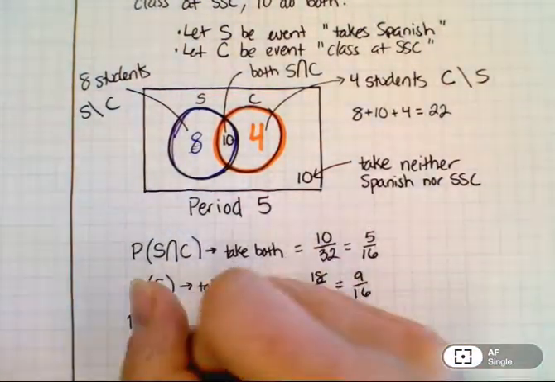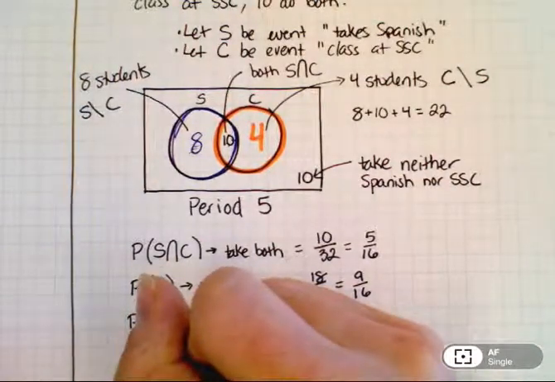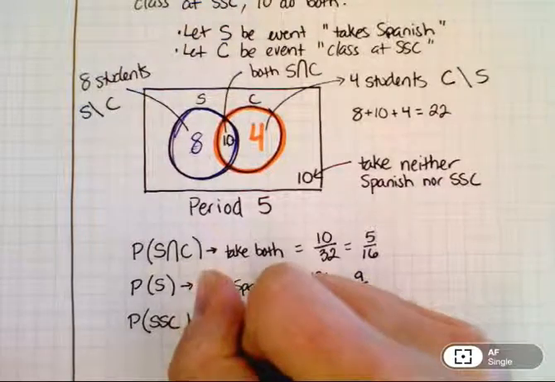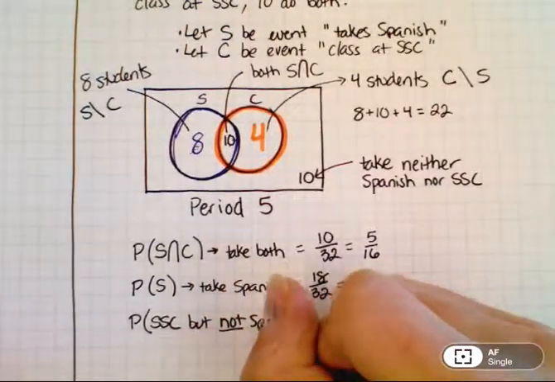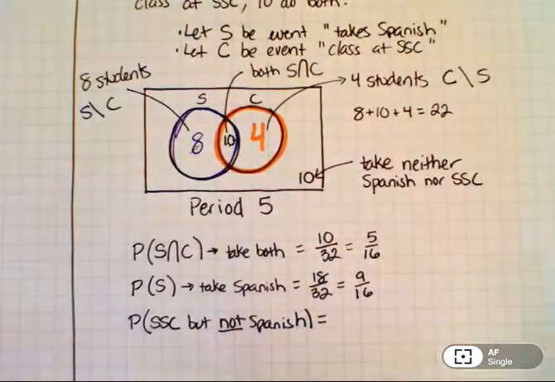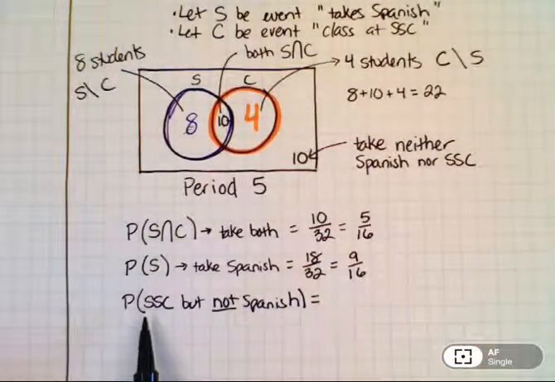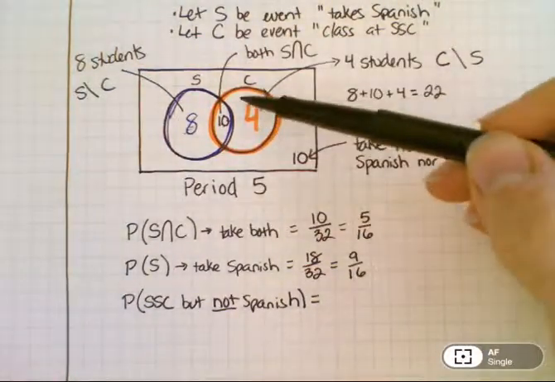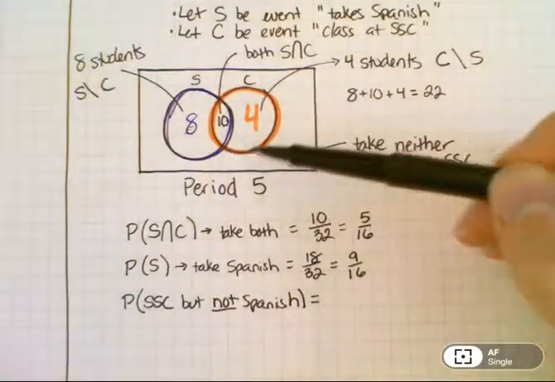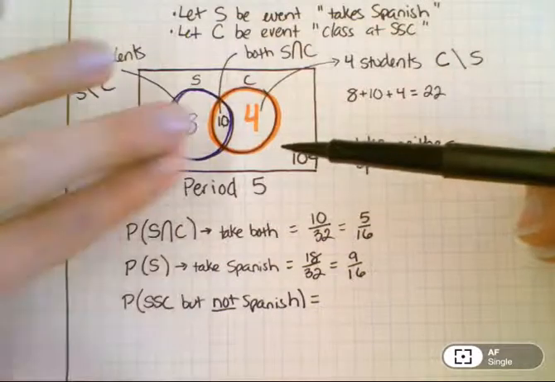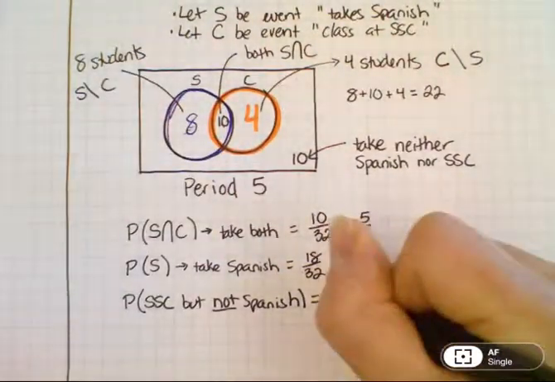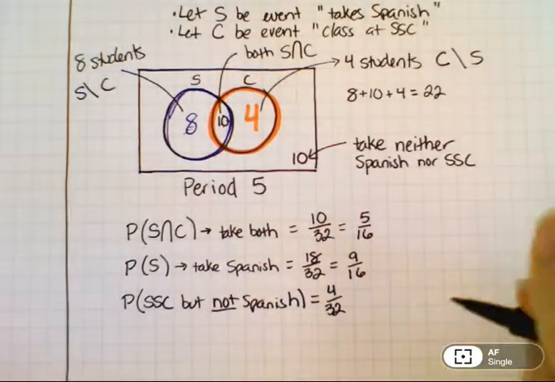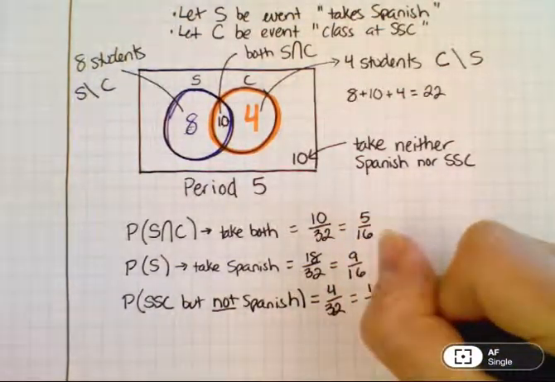What is the probability that they take Sabin-Schellenberg but not Spanish? So take a minute and look at the Venn diagram and see if you can figure that one out. What's the probability that if I pick a student at random, they take a class at Sabin-Schellenberg but they don't take Spanish? So here I'm looking for students who are only in the C bubble, but not in the S bubble. So I'm only looking at those 4 students. So 4 out of 32 is 1/8.